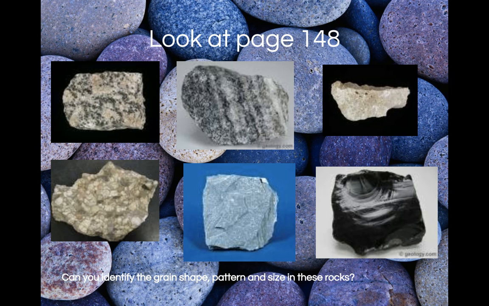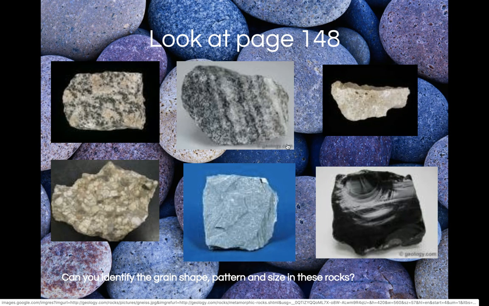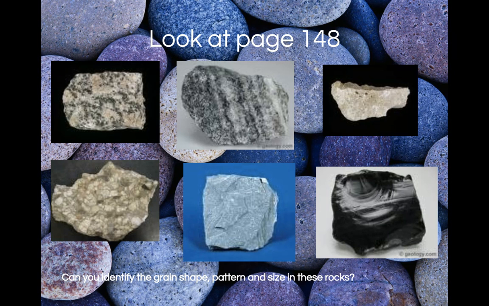Now, I know you can't look at page 148 to identify these rocks, but there are actually 2 sedimentary, 2 metamorphic, and 2 igneous rocks pictured here. Take a minute and just ask yourself, what do I see in these rocks? Do I see different grains? Are they big? Are they small? Is there any kind of pattern that I notice? At the end of the slideshow, I'll come back to these 6 rocks and I'll tell you what kind they are.